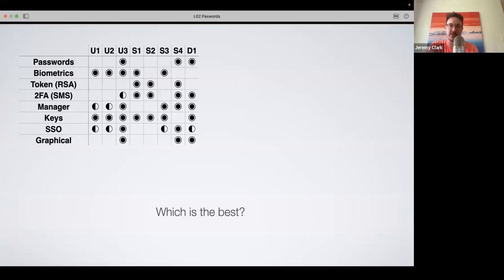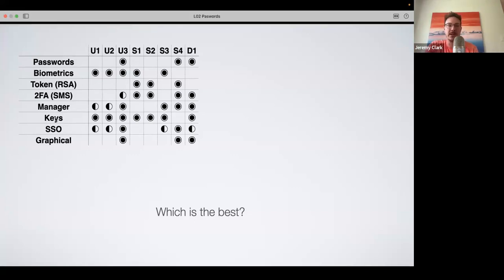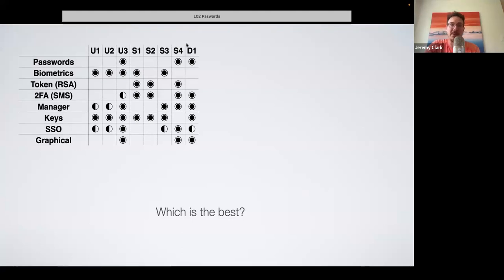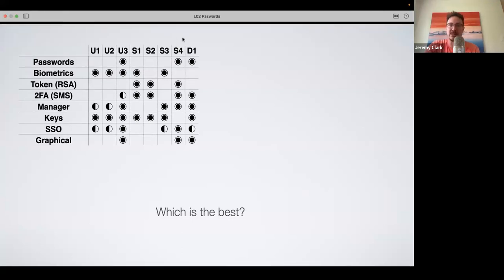But anyways, then your next best thing might be, well, the best one is the one that gets the most dots. So like, for example, when I look at this, I see keys getting almost all dots across. So I might say, well, keys are the best. Okay. But maybe S4 I really care about, like maybe that's the most important security property for me. If it's way more important than security 1, 2, and 3, then keys isn't going to be the right answer for me.